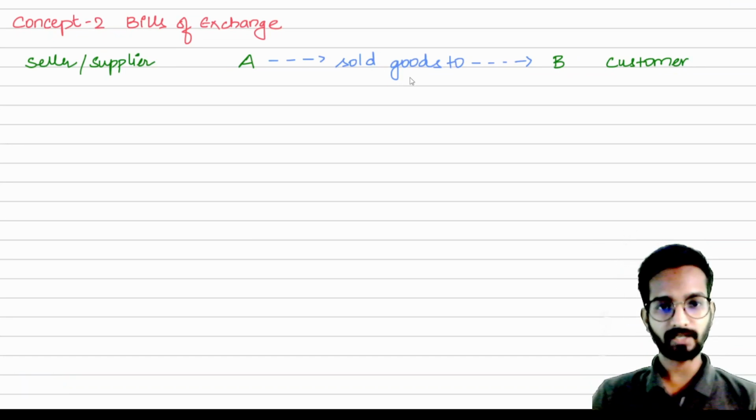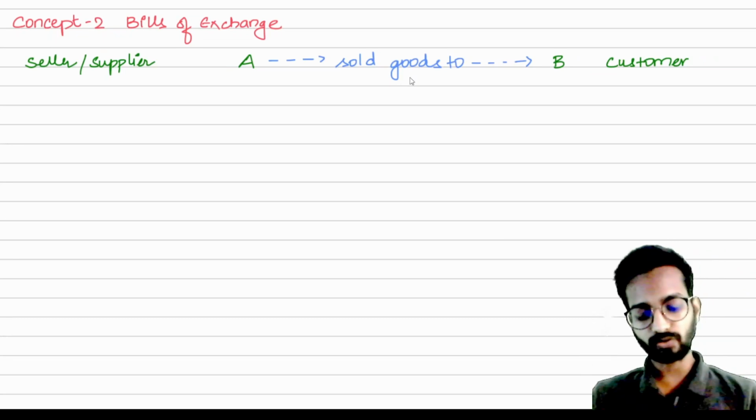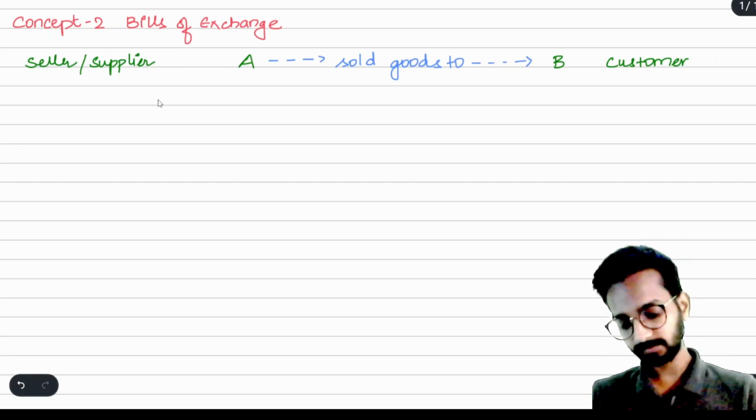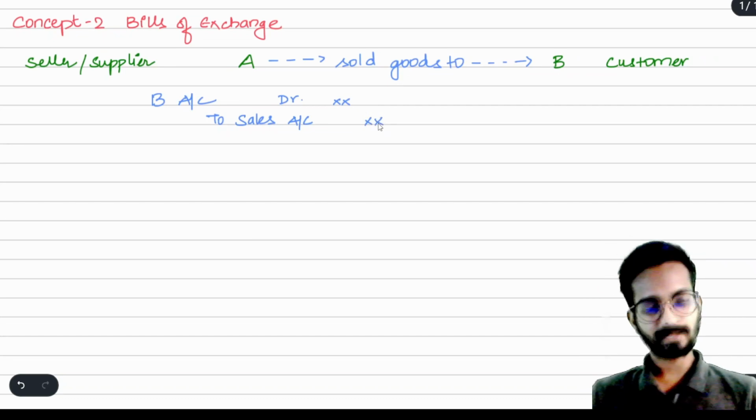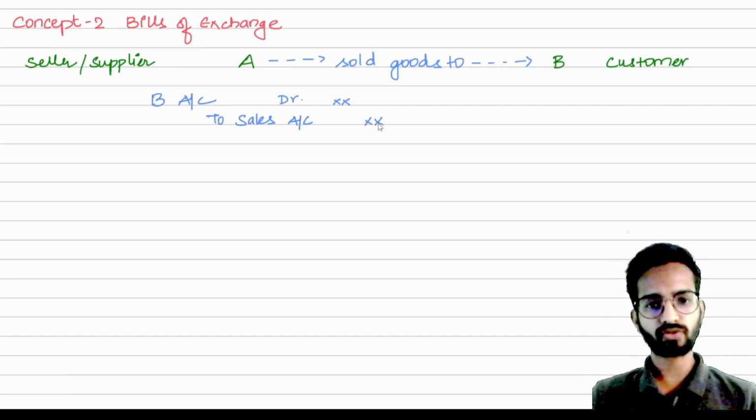Now A sold goods to B. We know that B doesn't have anything to pay, so that's why the concept of bills of exchange came. Now, what journal entry will A pass? A will write B account debit to sales account. Simple enough, we have sold goods to B.